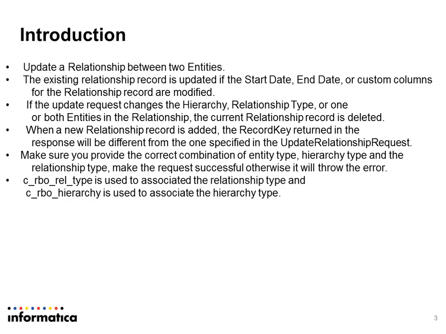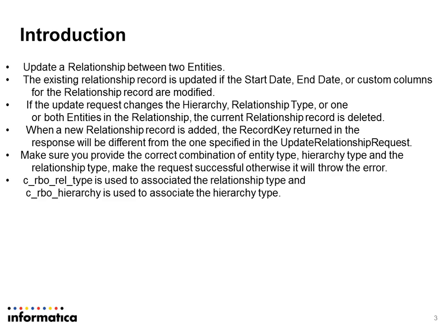The updateRelationship API is used to update the relationship between two entities in hierarchy management. The existing relationship is updated if the period start date, period end date, or corresponding custom column associated with it is modified. But if you update the hierarchy, the relationship type, or both the entities or the single entity, then it means you are not updating the relationship, you are creating a new relationship and deleting the existing one.